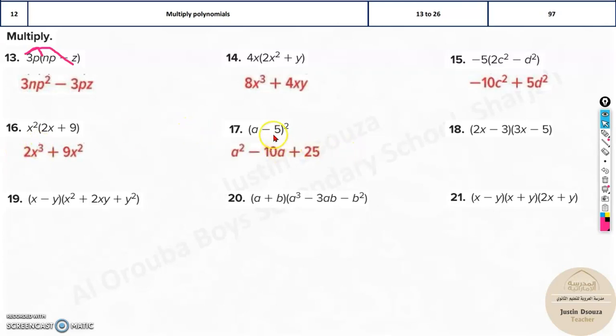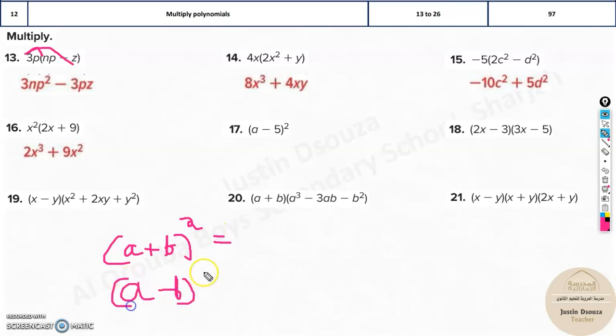All single terms. Now here what do we do? This 17th one, use the identity. I will write the identity. It's a plus b the whole square. I'll write this first. And you have a minus b the whole square. So it is a squared plus 2 times ab, 2ab plus b squared. So this is the term.